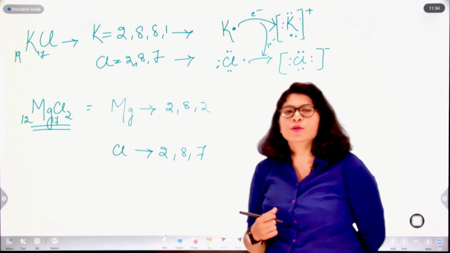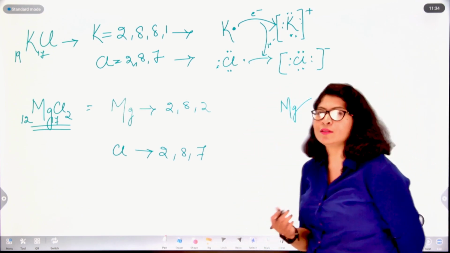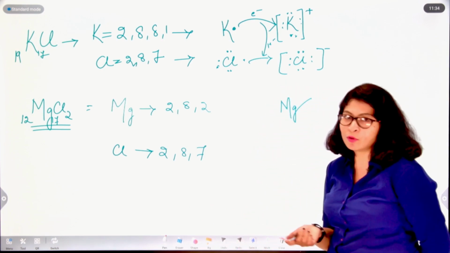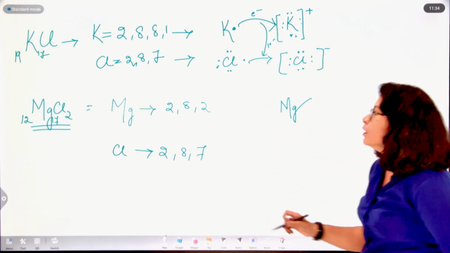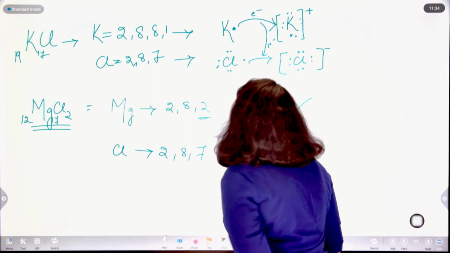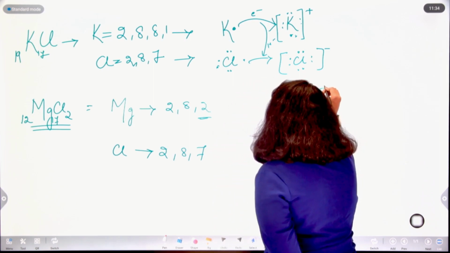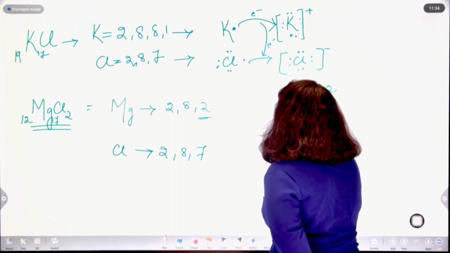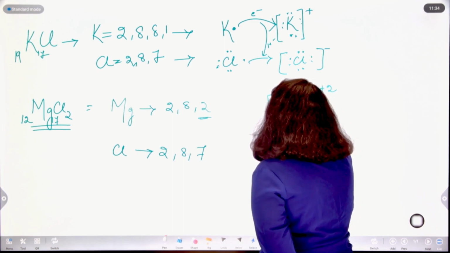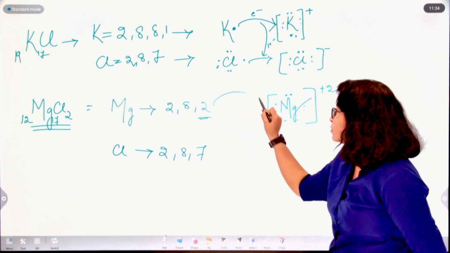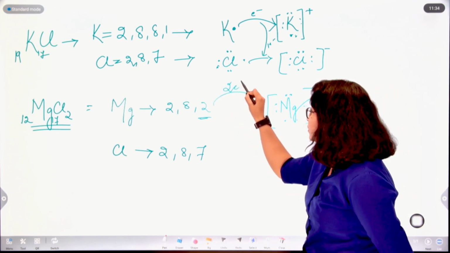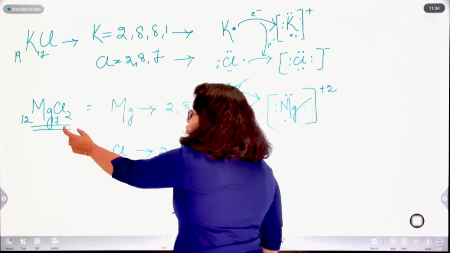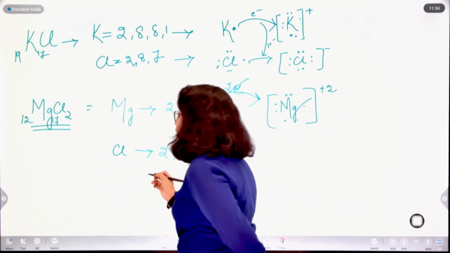But going on hunting for 6 electrons is not that easy for magnesium, or magnesium is very lazy to do that process. So what it does is it loses these 2 electrons to form Mg plus 2, again acquiring 8 electrons in its outermost configuration in the process. It loses 2 electrons. Now if we see the formula, we have 2 chlorine atoms, again with the same electronic configuration.